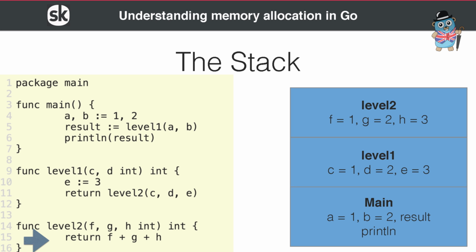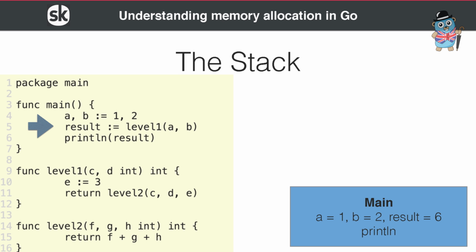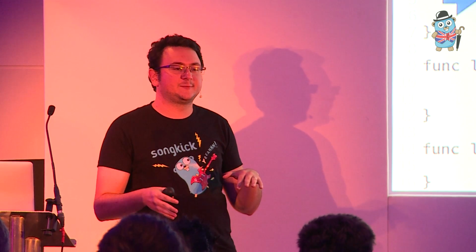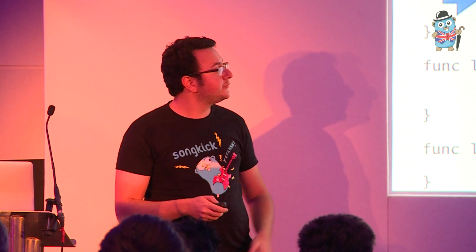And then when level 2 is finished, it's returning to level 1, so we remove it from the stack, and then it returns to main, so we take it off the stack as well. So this is kind of how the stack works. Basically, every time we call a function, we add something on the stack. Every time the function returns, we remove it from the stack.